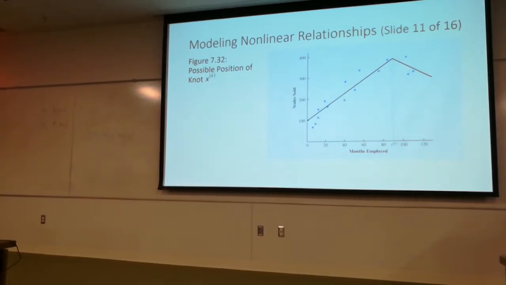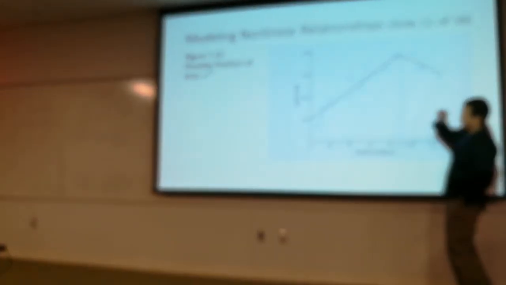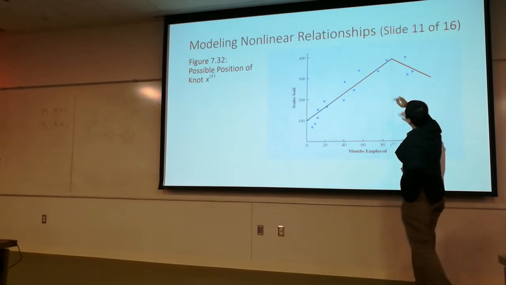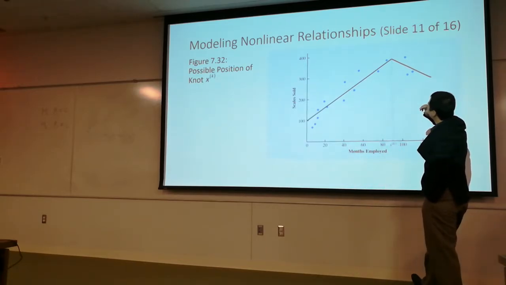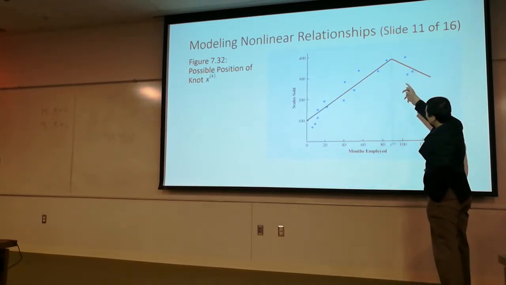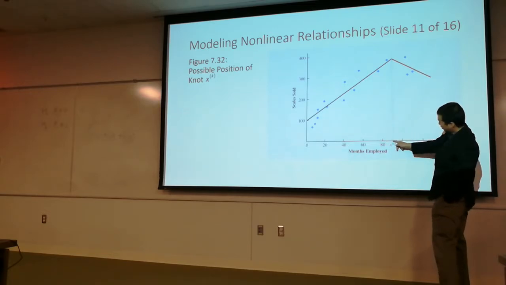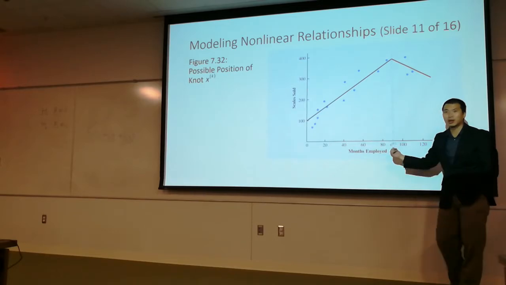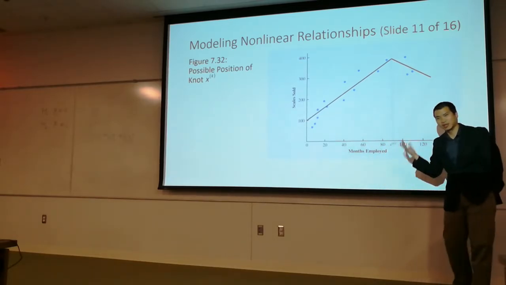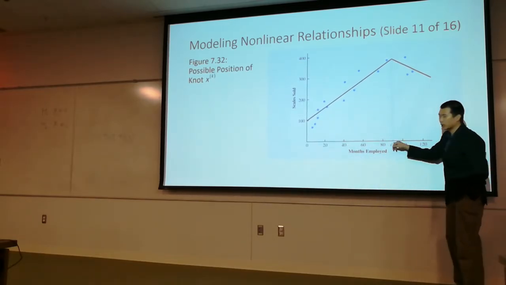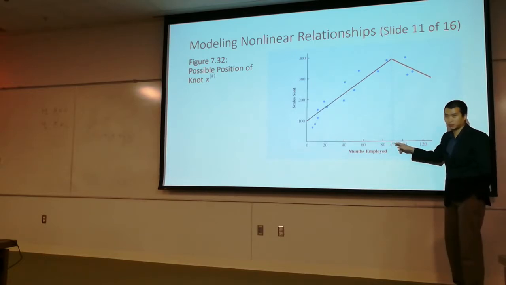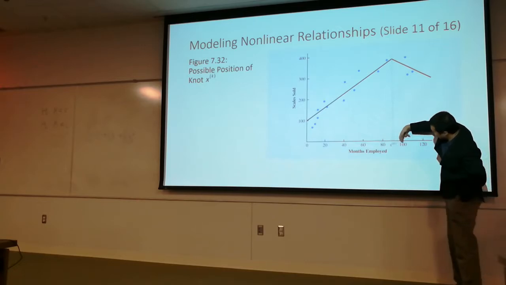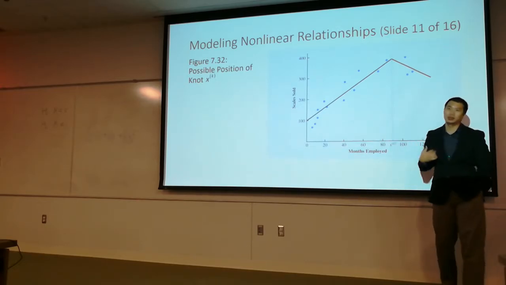So if we look at the data, we are still using the data. We see that the breakpoint, or the knot, should be somewhere around 90 here. This breakpoint, or knot, we have to guess. No one can tell us which value is the knot. So it's between 80 and 100, let's say probably 90.